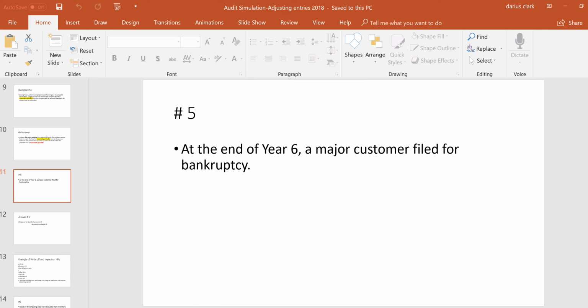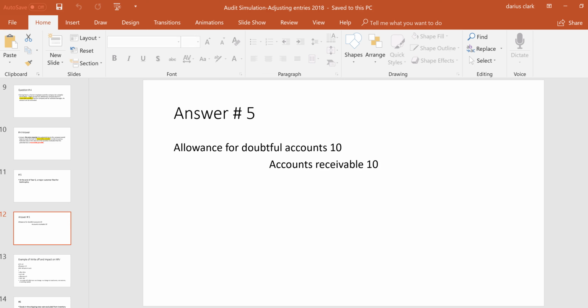At the end of year 6, the year under audit, a major customer filed for bankruptcy. What's the journal entry when a major customer or somebody files for bankruptcy and you have to write off a bad debt? Just disclose it, right? You're going to debit the allowance and credit accounts receivable, whatever the amount is. Debit the allowance, credit accounts receivable.